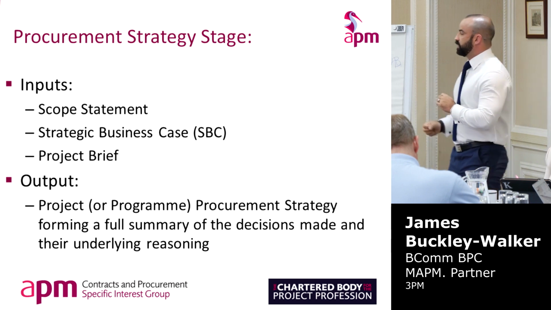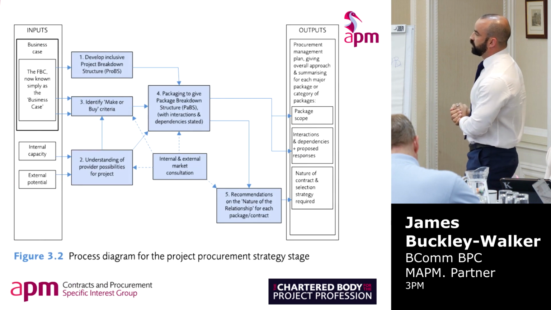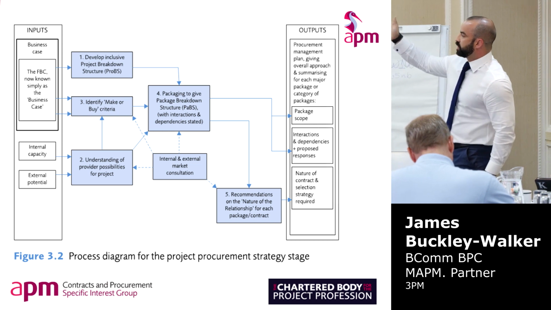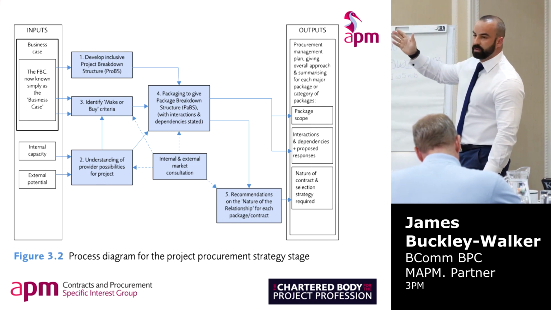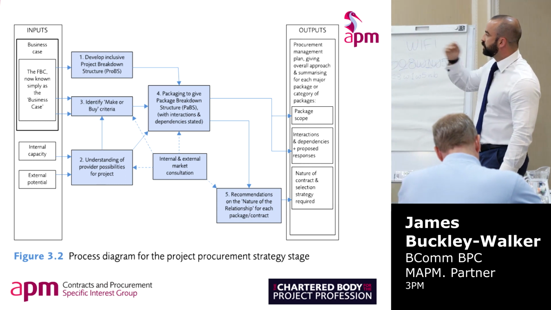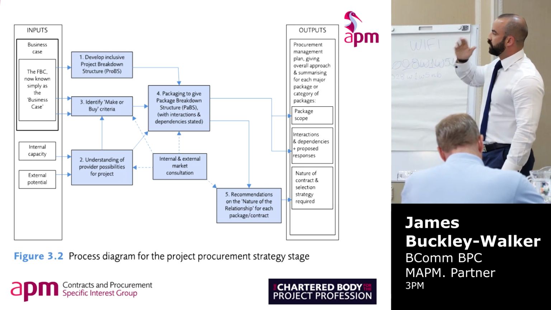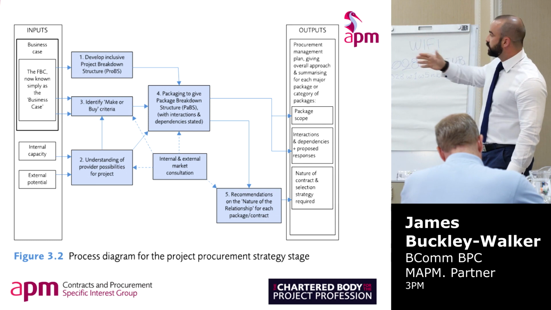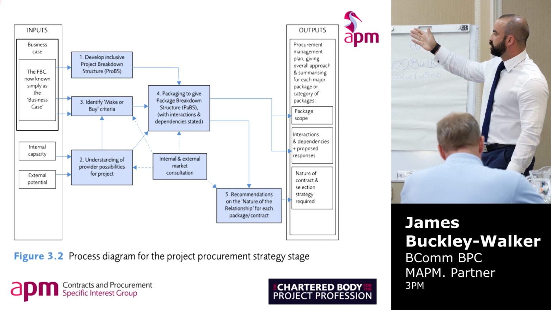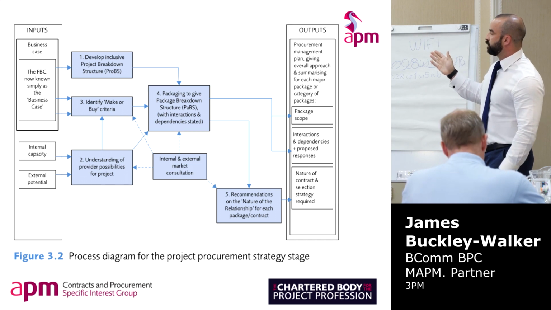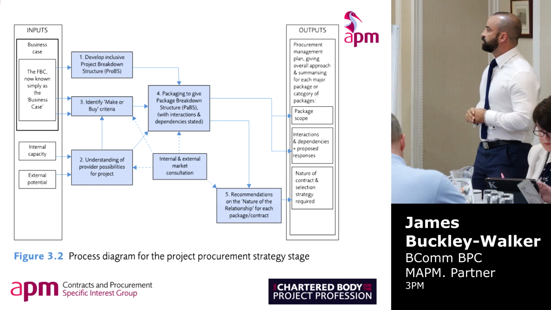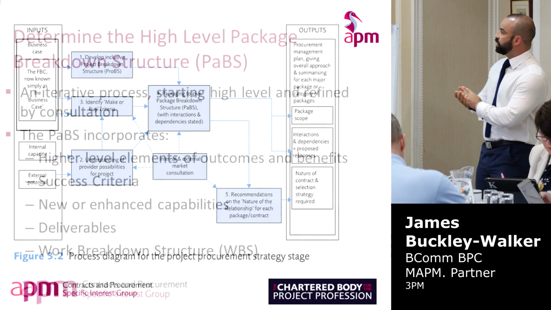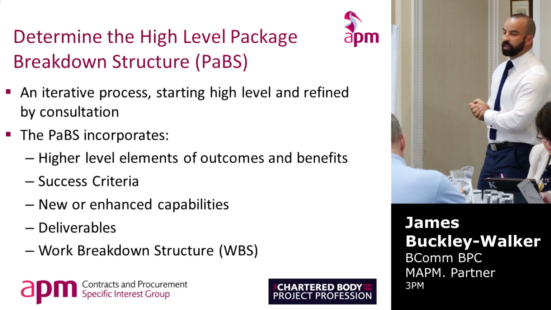So this is the process diagram from the strategy stage. We've got our business case and our internal capacity and external capacity. The five steps: package breakdown structure, provider possibilities, the internal and external market consultation, and then the relationship for each package, looking at the different types. And then outputs as with the procurement strategy. So the first activity is the package breakdown structure.